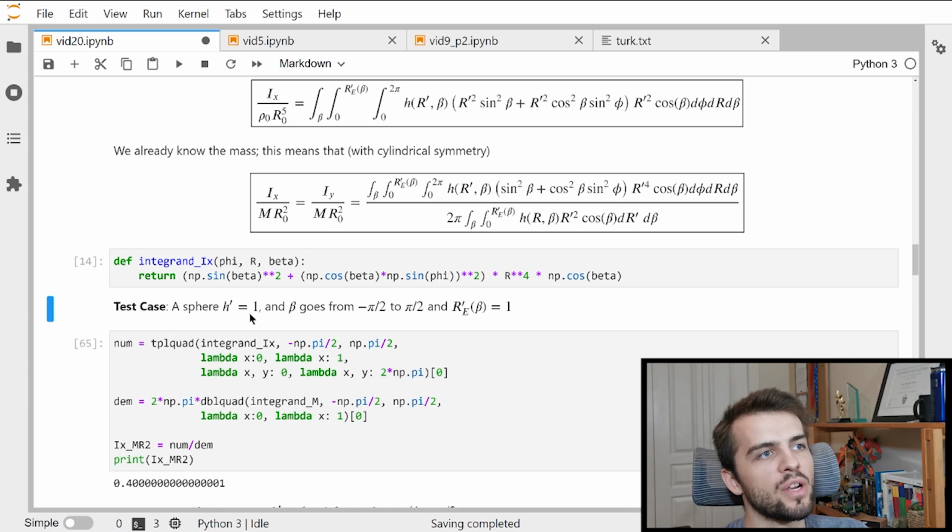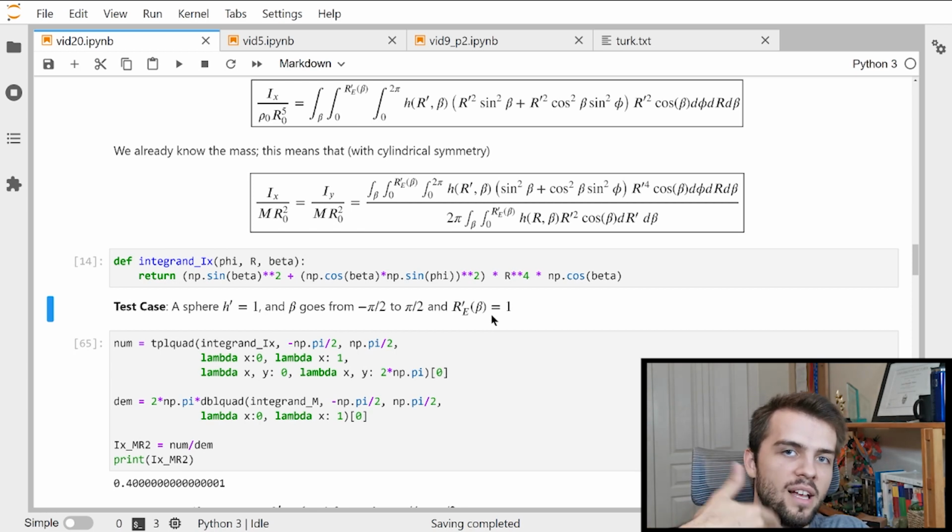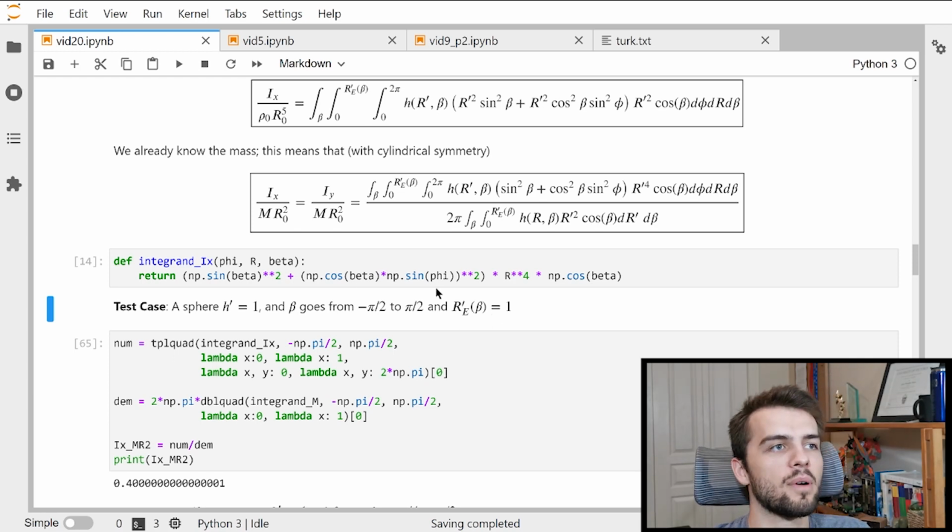And so my test case is a sphere with h prime is 1. Beta goes from negative pi over 2 to pi over 2. Like before, it's the sphere, except the sphere is not rotating about the z-axis, it's rotating about the x-axis. But that's the same, so it's also 2/5 m r squared.